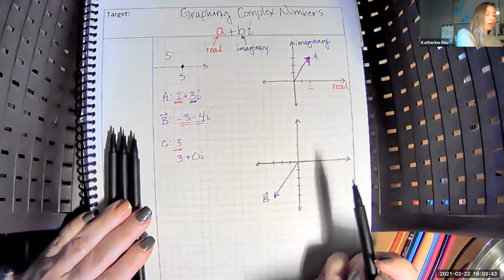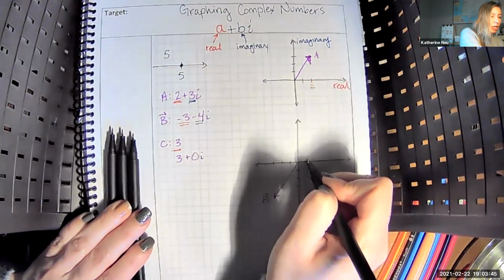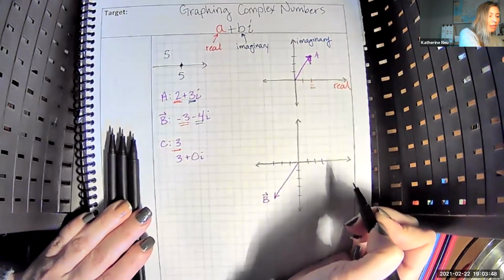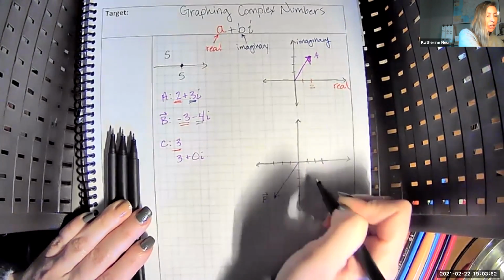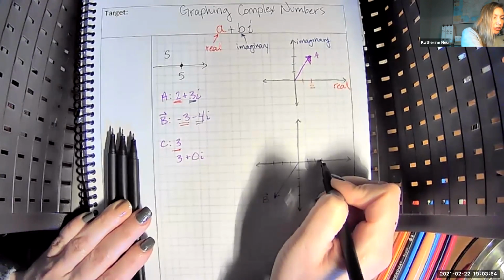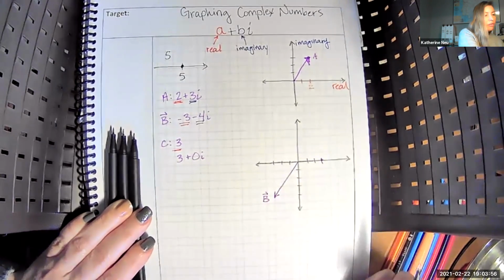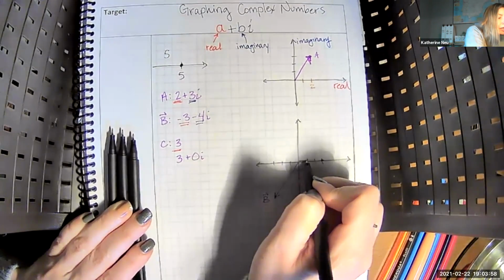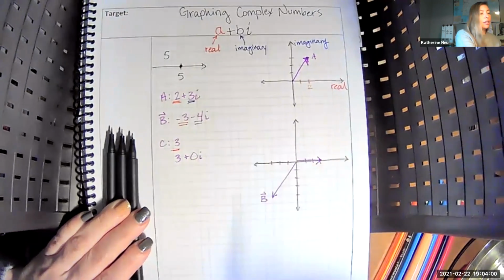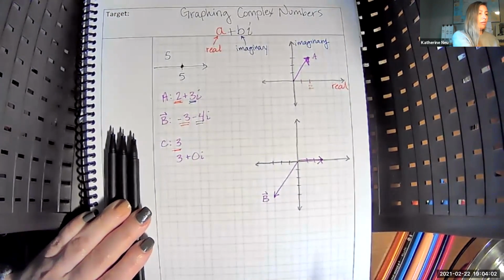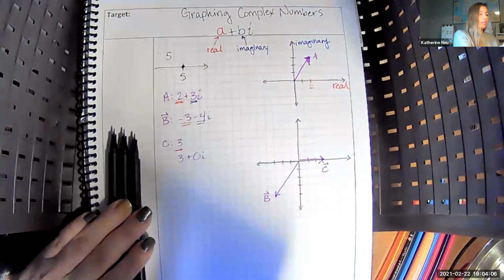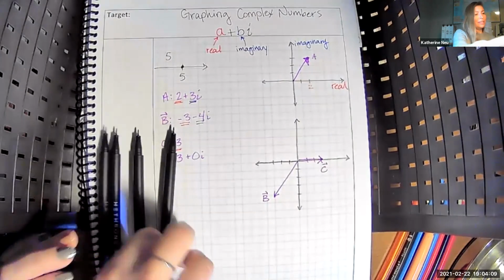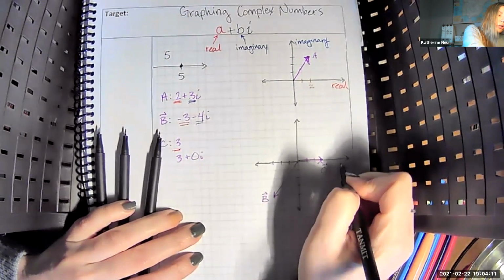So I'm going to go back to my graph and I'm going to go 1, 2, 3. And then I am not going to go in any direction on my imaginary axis. And there's going to be my point C. Or if I want to make it a vector, like I would like you to do, I would put an arrow on it. There's vector C. I also just realized I do not have my axes labeled. Oh my gosh.